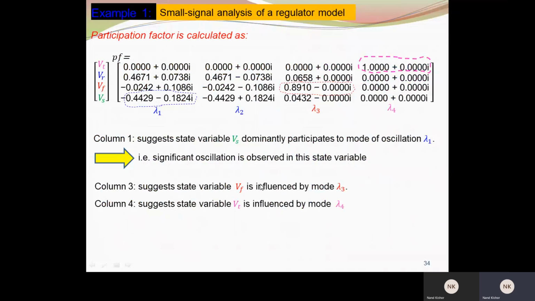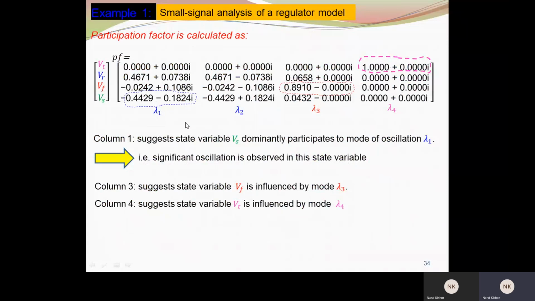So here we can say that the state variable Vf is more influenced by lambda 3, but this is a non-oscillatory mode. Similarly, if you refer to the fourth column, then we find that these three elements are 0, and the first element in column 4, first row, has the maximum value corresponding to lambda 4. Thus from column 4 we say that the state variable V, the terminal voltage, is more influenced by lambda 4.